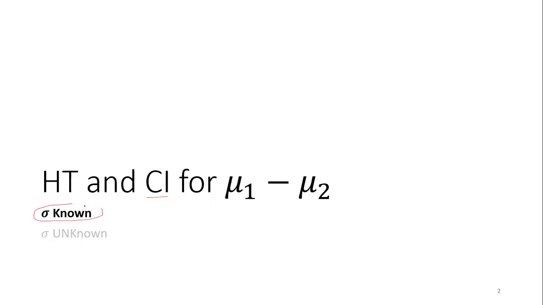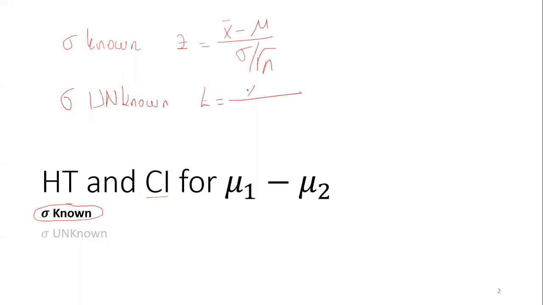Remember, for the single mu case, we have two different ways of doing this. If sigma was known, then we just use the z-test, which says that x bar minus mu divided by sigma divided by root n is approximately normal using the central limit theorem. If sigma is unknown, then we use the t distribution, which says x bar minus mu divided by s divided by root n is t distributed, given that the population is normally distributed, or approximately normally distributed.